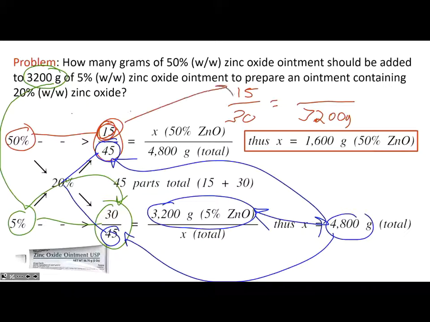The 15 represents the 50%. I did not know what that was. So if I set that up as X, you could have solved it that way as well. But do you see, this is what's important. You have to set up these ratios first. You have to set up the proportions.